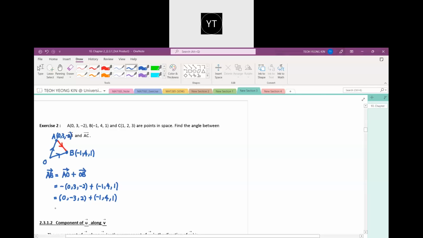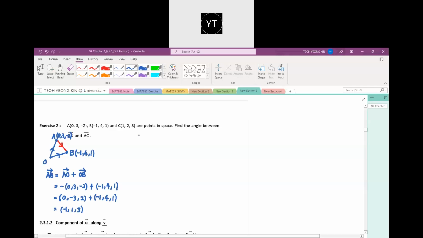Next, we sum up this vector. 0 plus -1 is -1. -3 plus 4 is +1. And finally, 2 plus 1 is 3. So this is the vector AB.